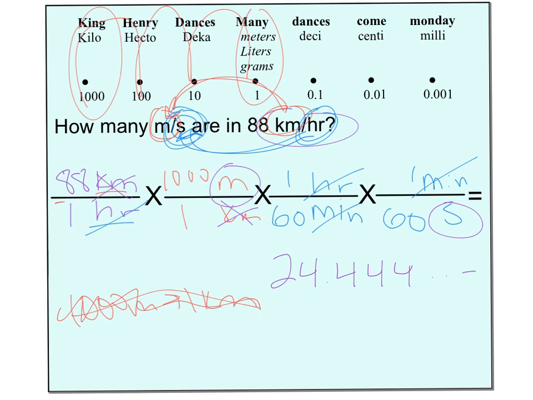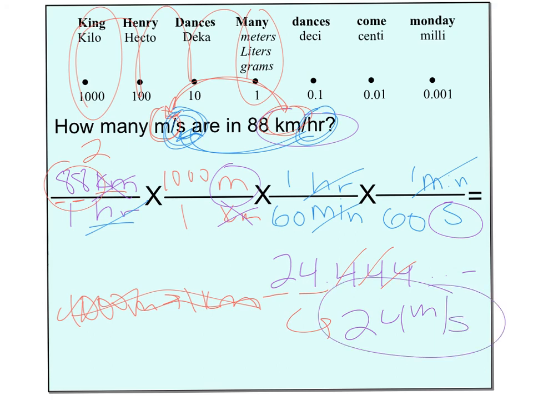So 88 has 2. This is exact. There's exactly 1,000 meters in a kilometer. You could count that. Don't count it. There's exactly 60 minutes in an hour. You could count that. Exactly 60 seconds in a minute. You could count that. So at the end of the day, this wins. I should have 2 sig figs. So 1, 2, shave off the rest. So my final answer is going to be 24 meters per second.